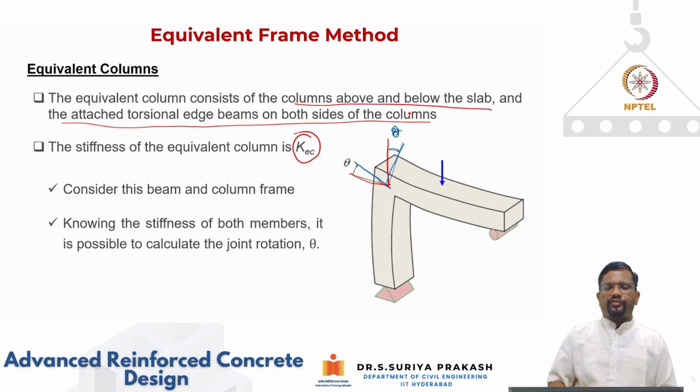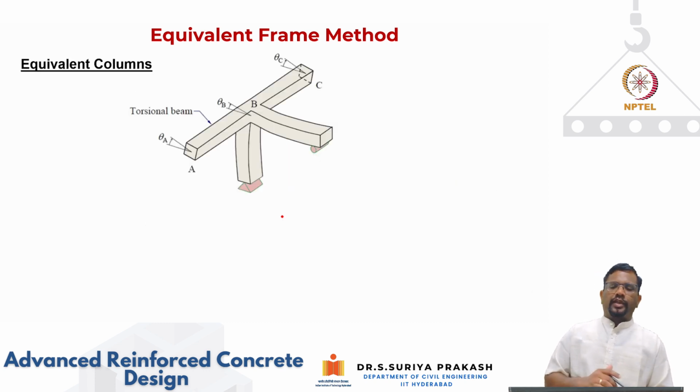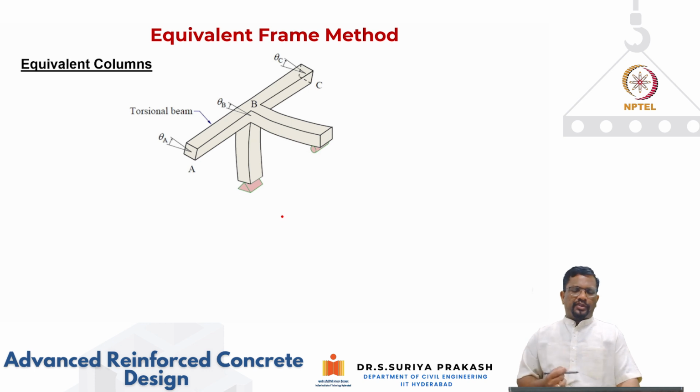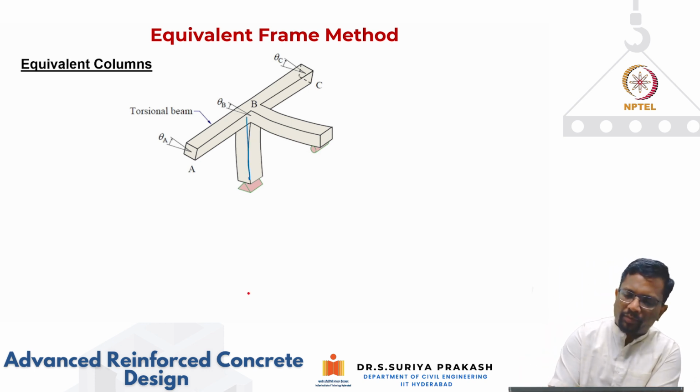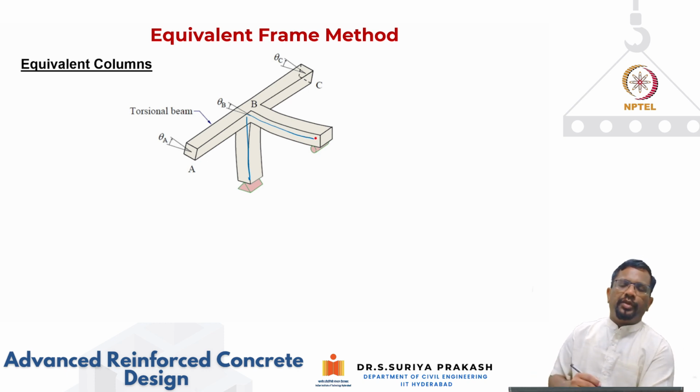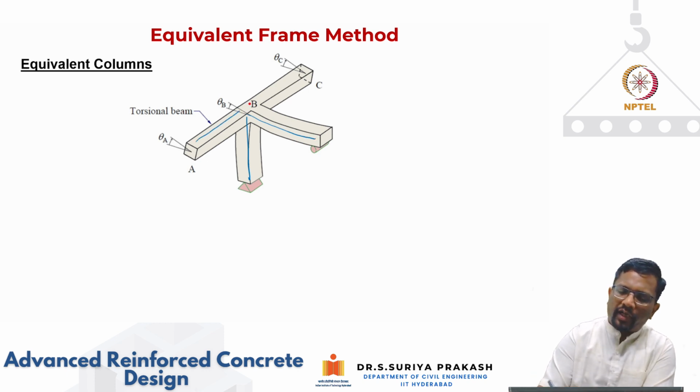If I know the stiffness of both frames, that is, the stiffness of this beam and this column, we can calculate this joint rotation theta. Now in our two-way slab system, what do we have? We are not only having this column above and below and the beam like this, we also have this transverse beam.